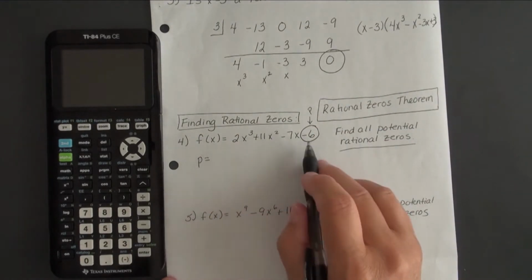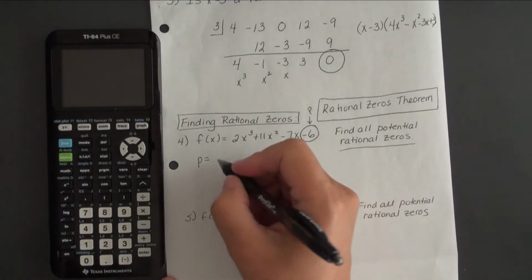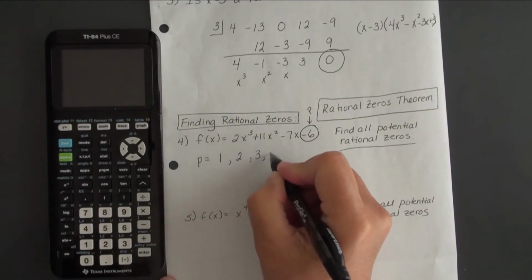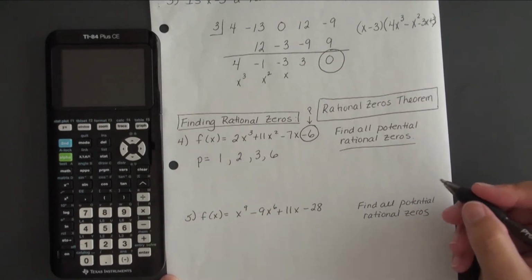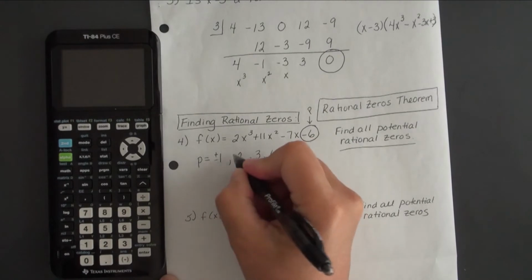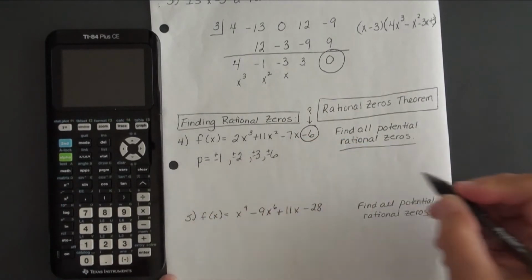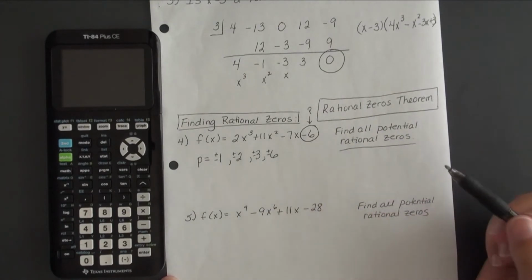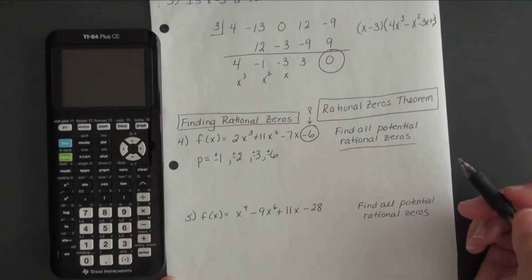So I know that the numbers that multiply to be 6 are 1 and 6 and 2 and 3. I'm going to write each of those down. And I like to put them in order. And you have to write plus or minus in front of each of those numbers, because a positive or a negative of each of those numbers will divide into a -6. So that's our values for P.